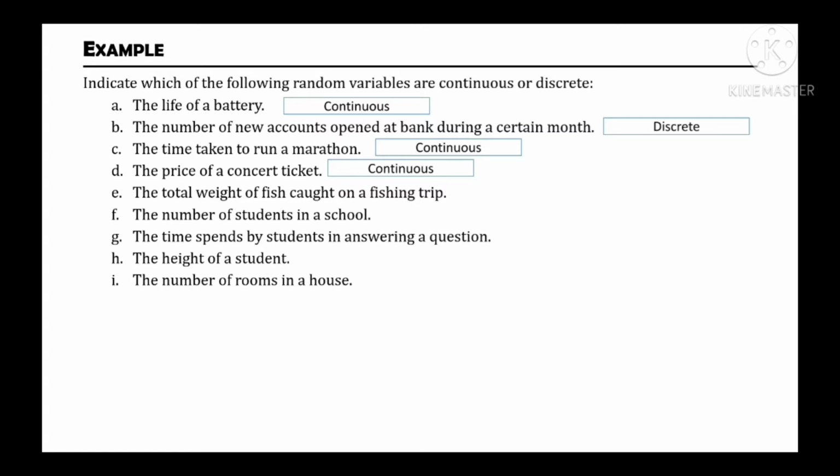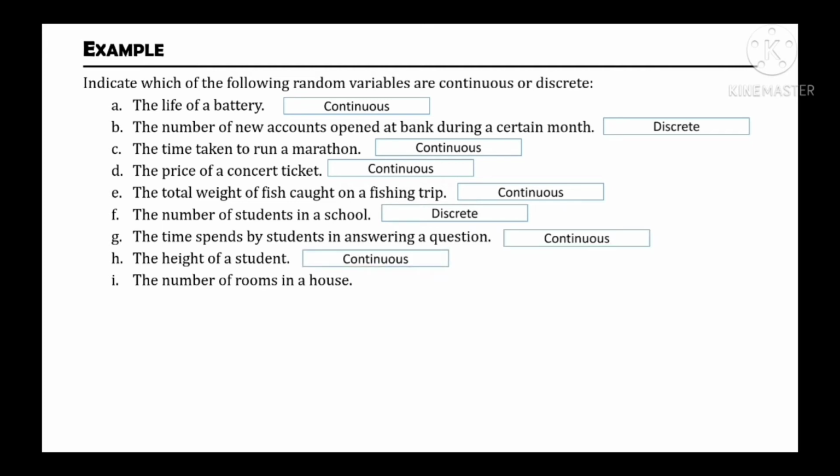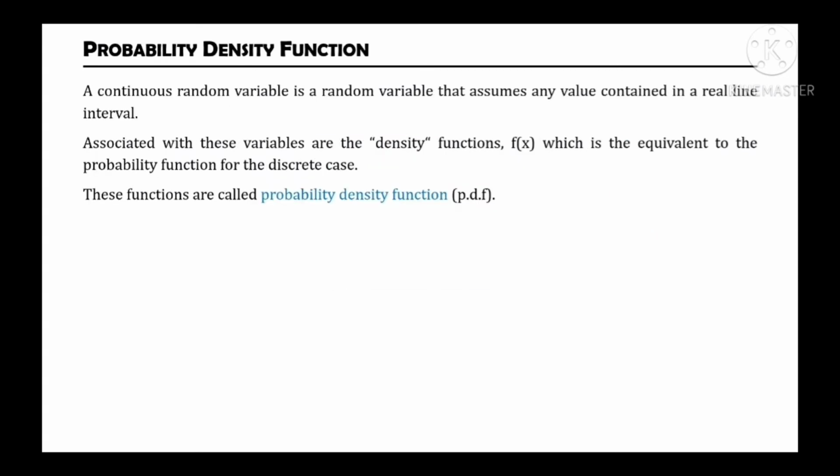E. Total weight. Weight is a continuous random variable. Number of students. So students is discrete. Time is continuous. Height of a student is continuous. Number of rooms in a house. So number of rooms is 1 room, 2 rooms. There are no 1.5 rooms. So this is a discrete random variable.